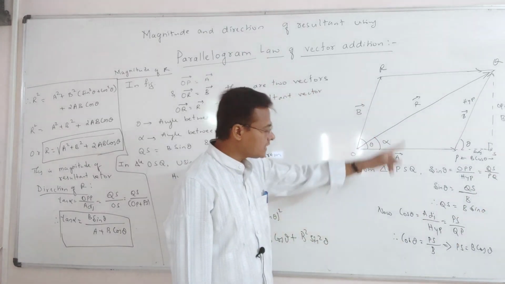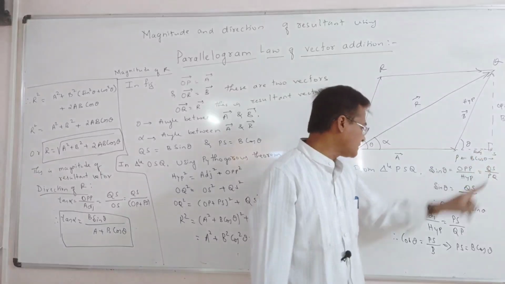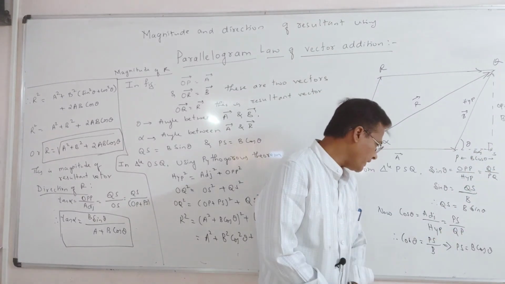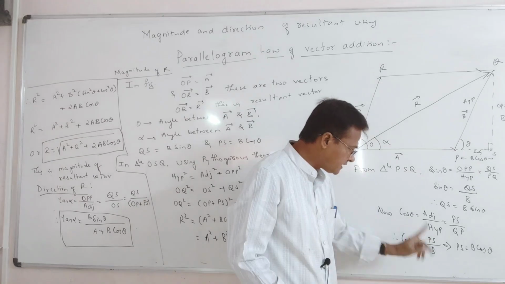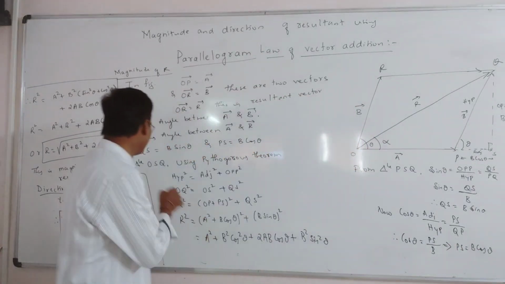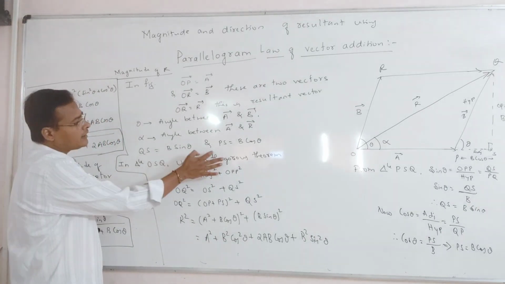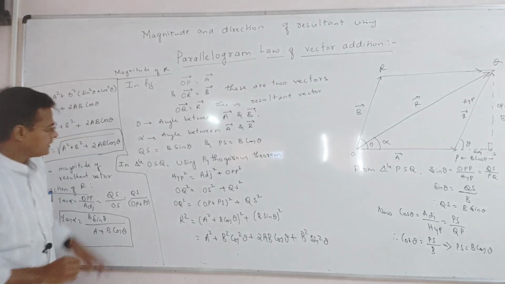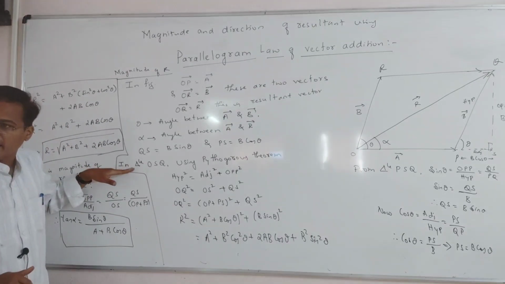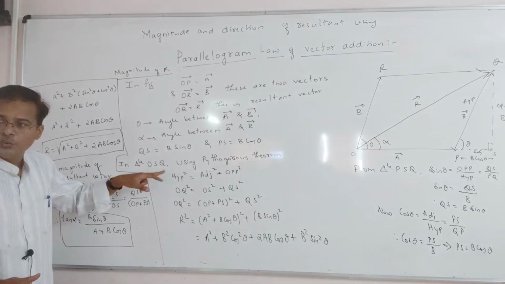Again, now we can consider cos theta equal to adjacent by hypotenuse. Adjacent is PS divided by QP. So cos theta equal to PS divided by B. Cross multiplied, PS equal to B cos theta. We get these from the figure. So QS equal to B sin theta and PS equal to B cos theta. Again we consider one right angle triangle, this is also a right angle triangle OSQ.